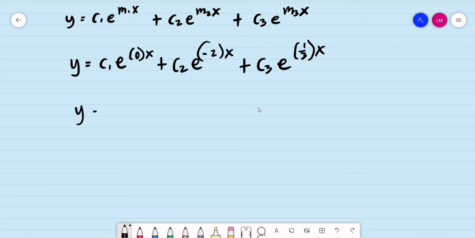We have y is now equal to, so this term, any value raised to 0 is the same as 1. So y is now equal to c1 plus c sub 2 e raised to negative 2 multiplied by x, plus we have c sub 3 e raised to 1/3 of x.